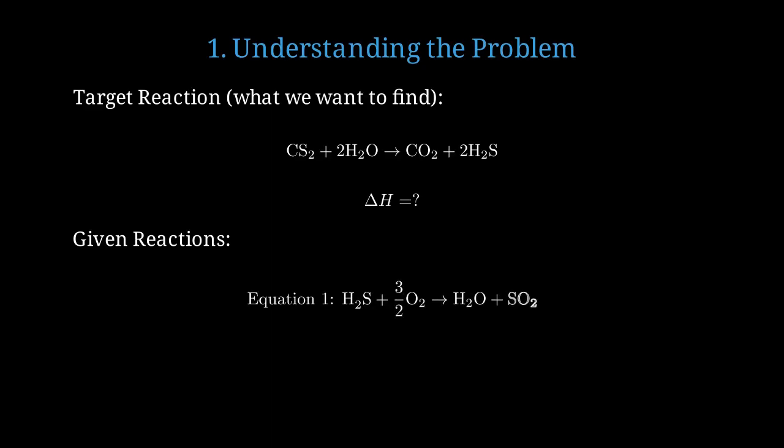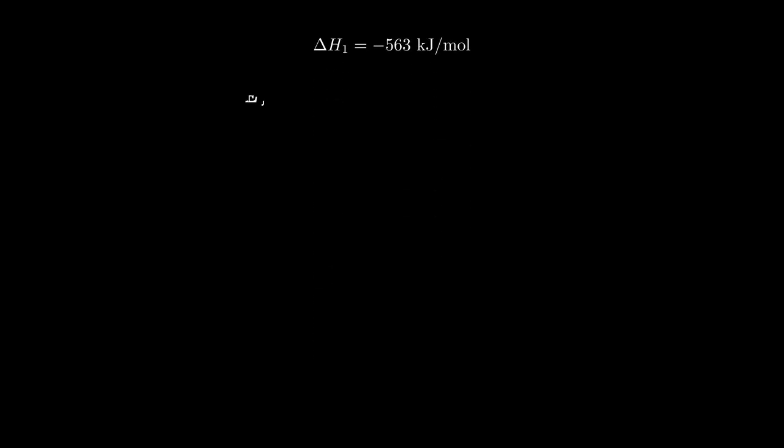Equation 1, hydrogen sulfide plus oxygen produces water plus sulfur dioxide with an enthalpy change of negative 563 kilojoules per mole. Equation 2, carbon disulfide plus oxygen produces carbon dioxide plus sulfur dioxide with an enthalpy change of negative 1075 kilojoules per mole.